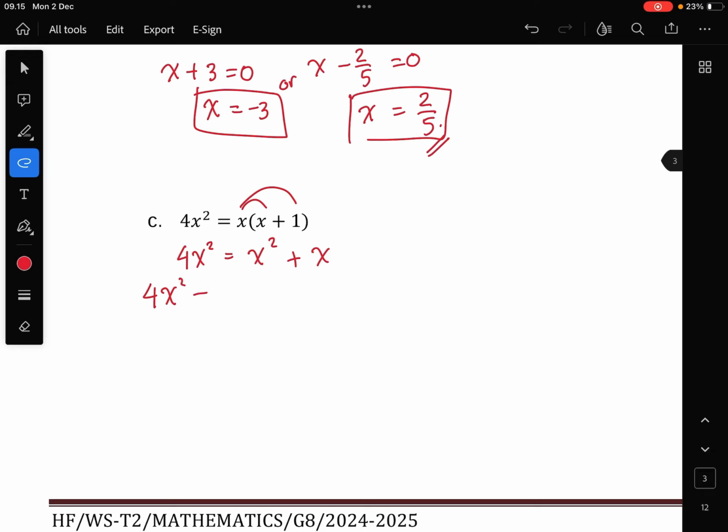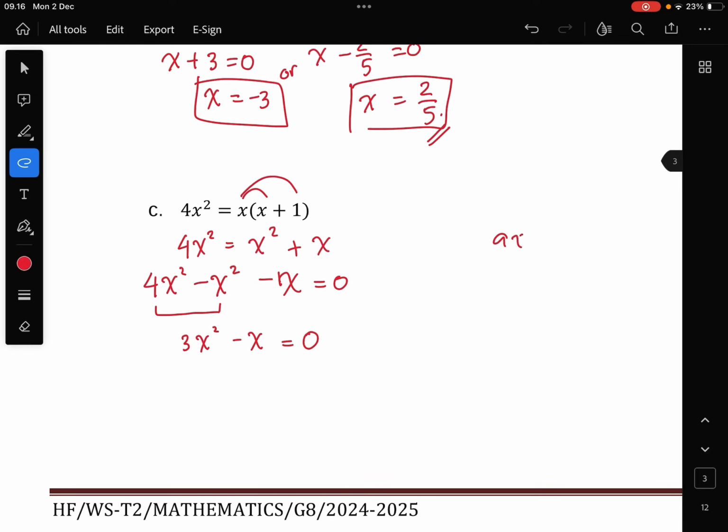So for x squared minus x is equal to 0. For x squared minus x squared is 3x squared minus x is equal to 0. Since it is not a complete quadratic equation like ax squared plus bx plus c, we don't have any constants here, which means we can just find the common factor between 3x squared minus x. So we have x as the common factor.